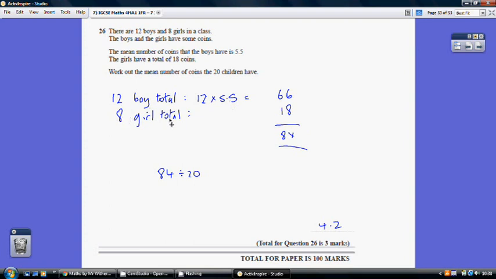Now we're told that the 8 girls have in total 18 coins. So how many coins do we have in total? We've got the boys total and the girls total. 66 add 18, which is 84. So if that's the total number of coins across the 20 children in total, our mean average of the children is going to be 84 divided by 20, which is 4.2 coins.